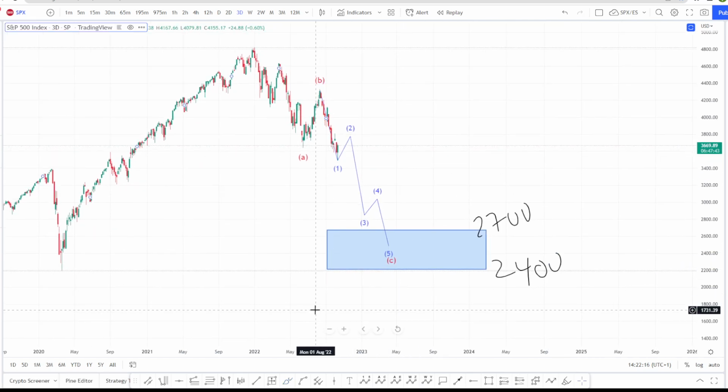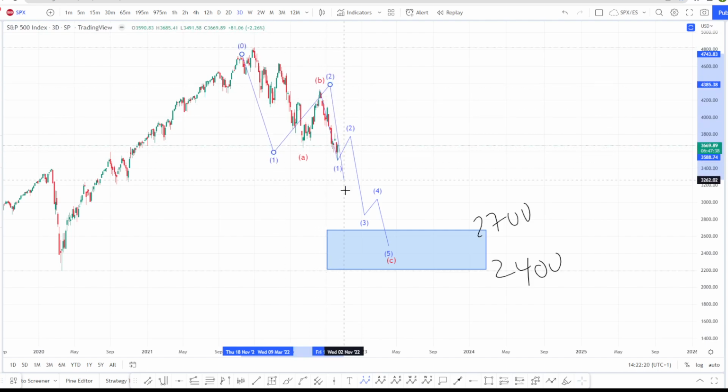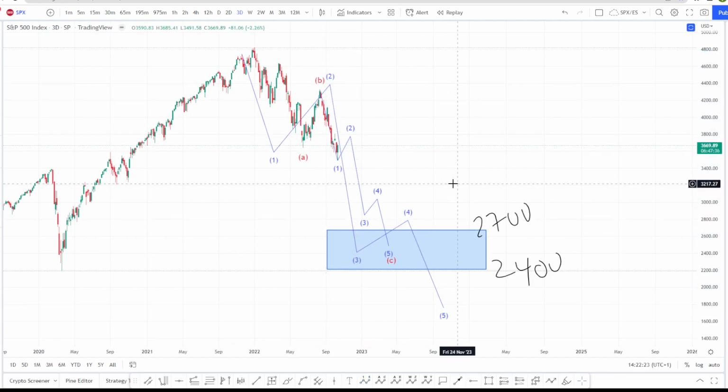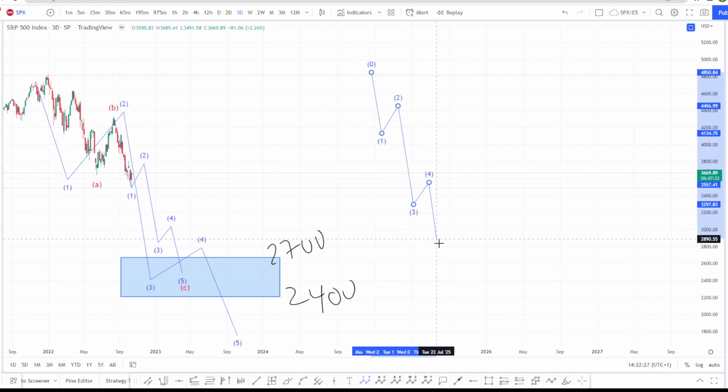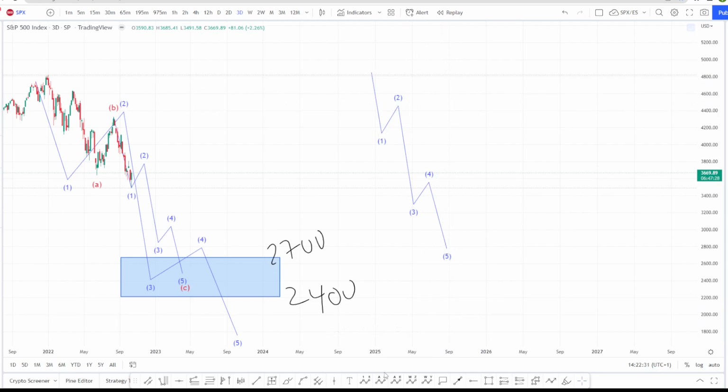The alternate count is slightly more bearish in that that's a 1, that's a 2, then a 3, 4, 5. There is literally nothing different between a 1, 2, 3, 4, 5 and an ABC, up to the point of the third leg, okay?